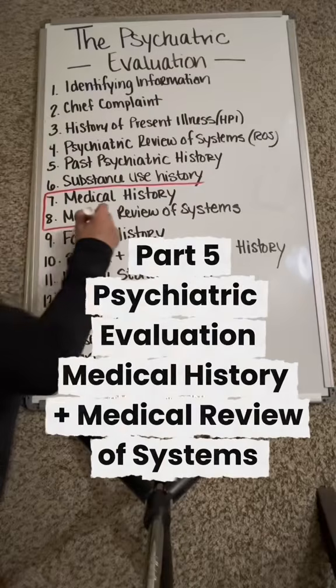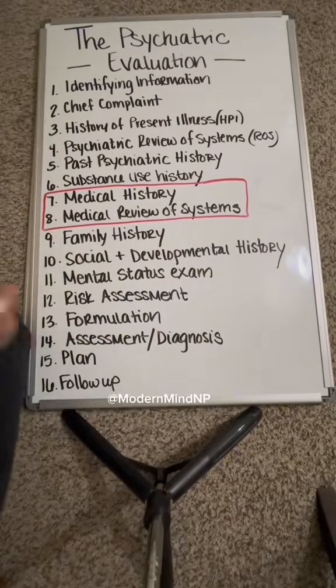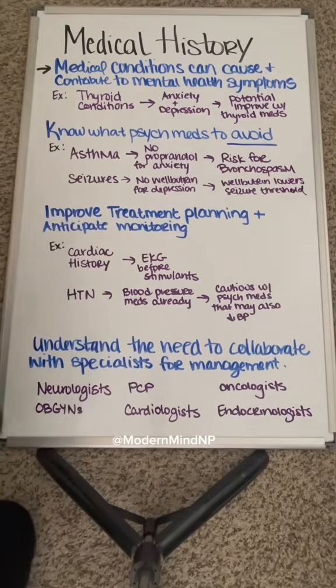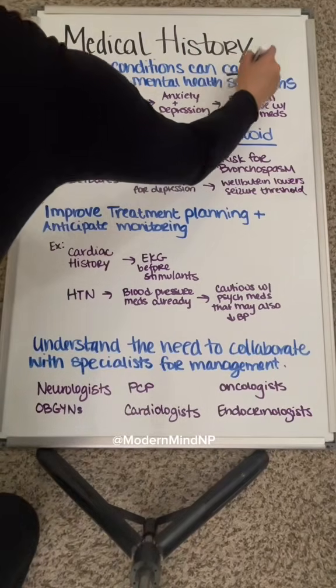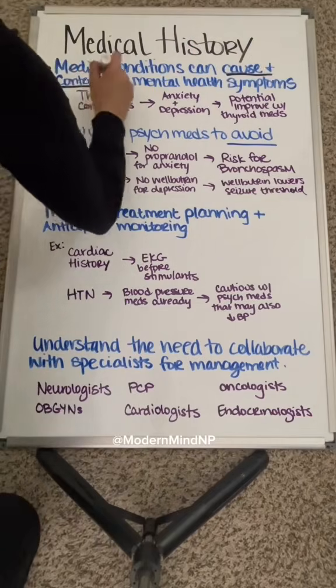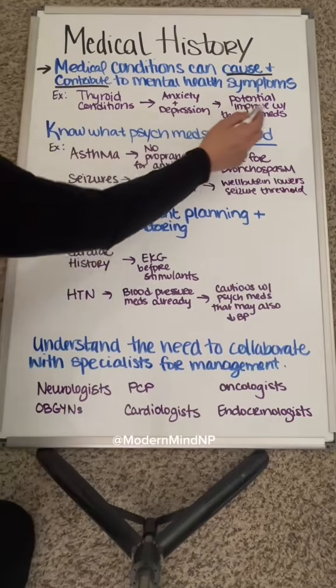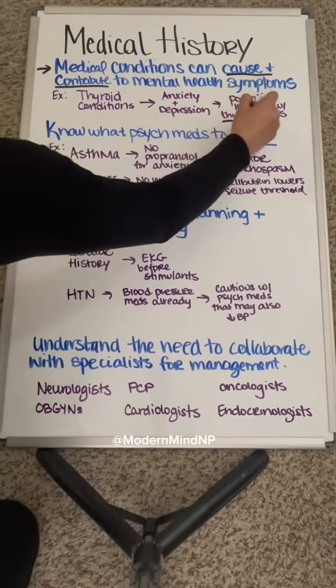Part 5 of breaking down the components of the psychiatric evaluation, and you are currently here. We're now asking about their medical history, and this is important because medical conditions can cause and contribute to mental health symptoms. For example, thyroid conditions can look like anxiety and depression, right? And the treatment might just be to replace their thyroid hormone.